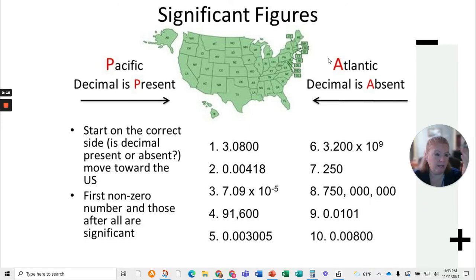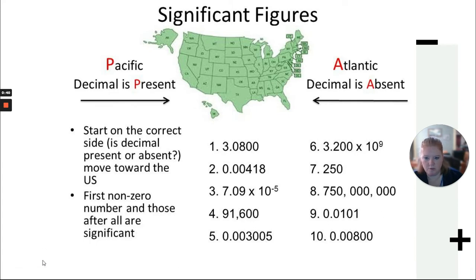So, Atlantic: looking at the United States, the Atlantic Ocean is on the right side, the Pacific Ocean on the left side. We start looking at a number from the left side when the decimal is present, like Pacific, and we start looking from the right side when the decimal is absent, like Atlantic. Okay, so let's pull up this tool.